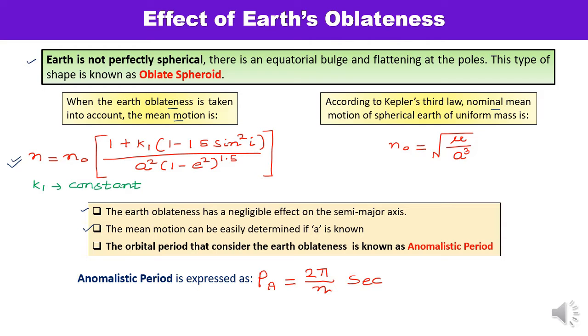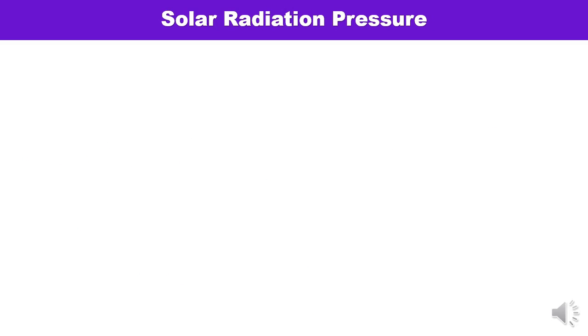So when you are considering the Earth oblateness and then you are calculating the orbital period, then that orbital period is known as the anomalistic period. What is the formula for the anomalistic period? It is denoted by P_A. This is 2 pi upon n. So the anomalistic period is a period when Earth oblateness is being considered.